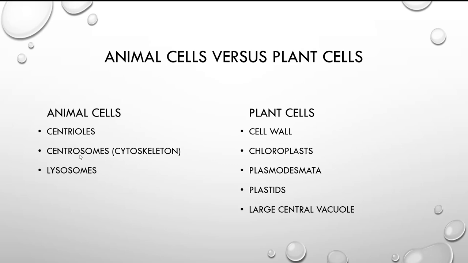Animal cells, we talked about the centrosomes, so that's part of the cytoskeleton. We talked about lysosomes already. We didn't talk about centrioles, but that's part of cellular division. So we'll talk about more of that in chapter 9 and 10. So we'll look at some of the differences between plant and animal cells, starting with the plant cell's cell wall.